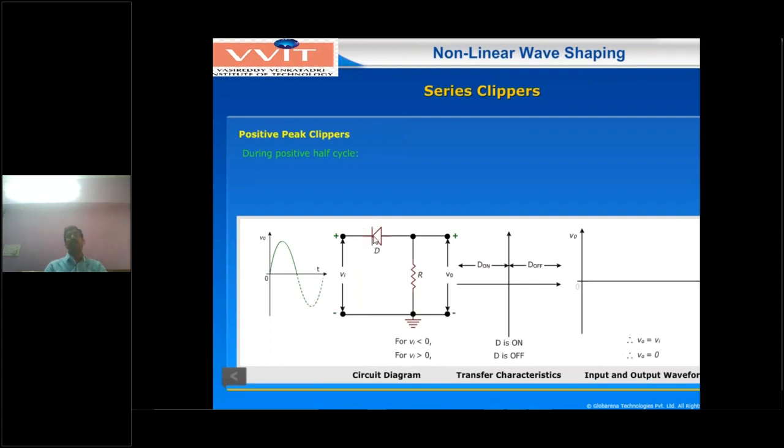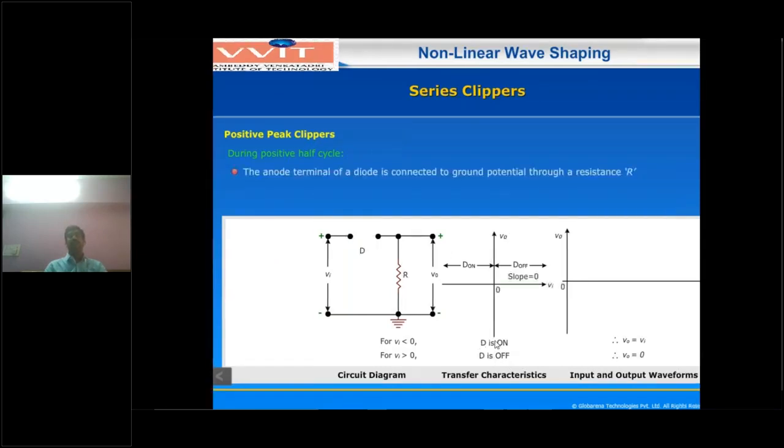You are using an ideal diode. That's why when you apply the positive peak, this diode will be an open circuit. Once it is an open circuit, the input is not transferred to the output, so the output will be 0. So for VI greater than 0, the diode will be off, open circuit, and the output voltage will be 0. According to these conditions, you have to draw the transfer characteristic curve also.